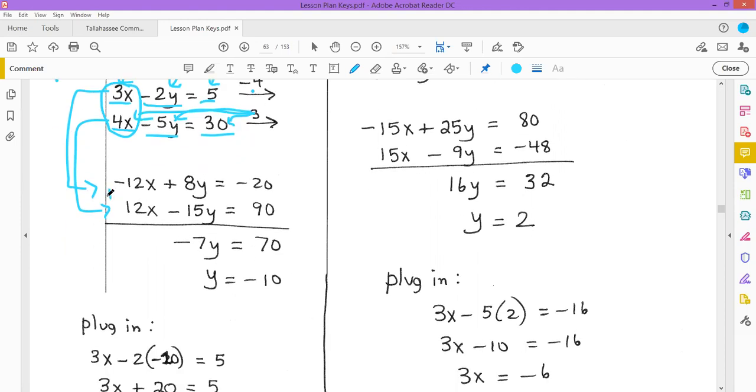Now we want to add the top and bottom equations together. Negative 12x plus 12x, that cancels. 8y minus 15y gives us negative 7y, equals, and on the right side, negative 20 plus 90 gives us 70. At that point, we divide both sides by negative 7.